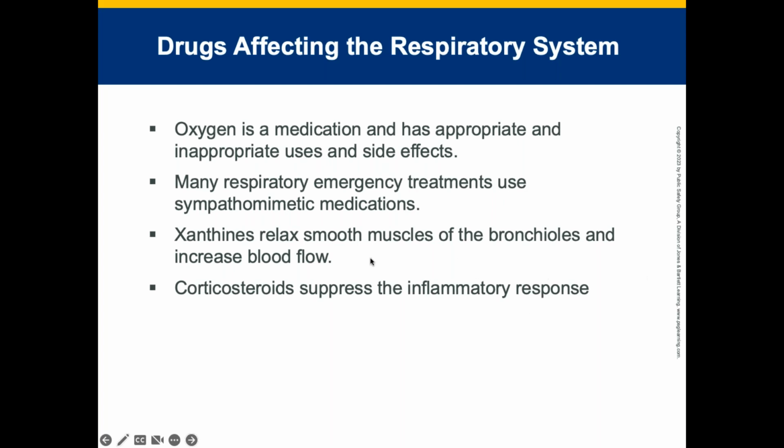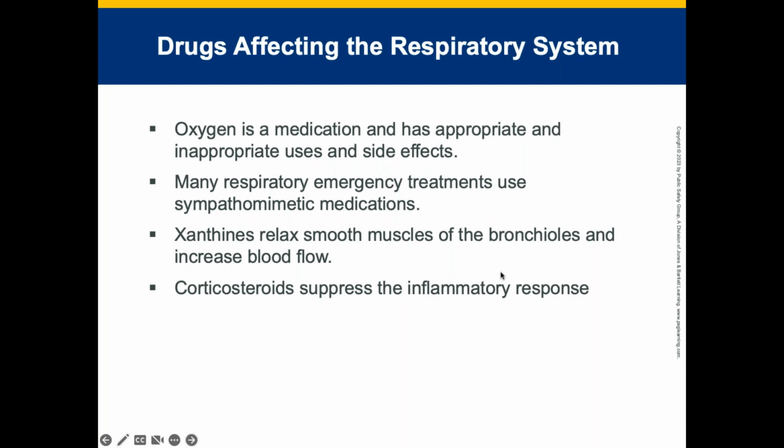And xanthines also are a second-line treatment and relieve airway constriction by relaxing smooth muscles of bronchioles and increasing blood flow as well. Or they stimulate the central nervous system. And caffeine is also a well-known medication as well as a CNS stimulant. Corticosteroids also suppress inflammatory response. So caffeine, so patients that are asthmatics, one of the old home remedies used to be, if you're having an asthma attack, drink some coffee. Could help with that stimulation of the CNS to help with respiratory compromise.